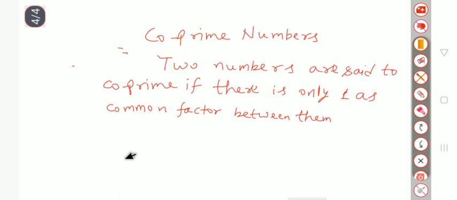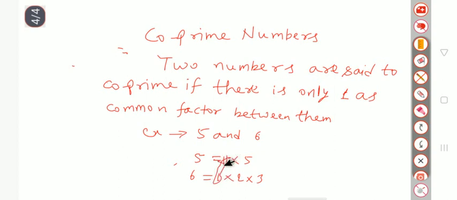For example, 5 and 6. These both numbers are coprime. You can see what is factor of 5? It is 1 and 5. Now what is factor of 6? It is 1 into 2 into 3. So what is common between these two numbers? Just only one is as a common factor, okay. So only one is common factor, so it is called coprime.